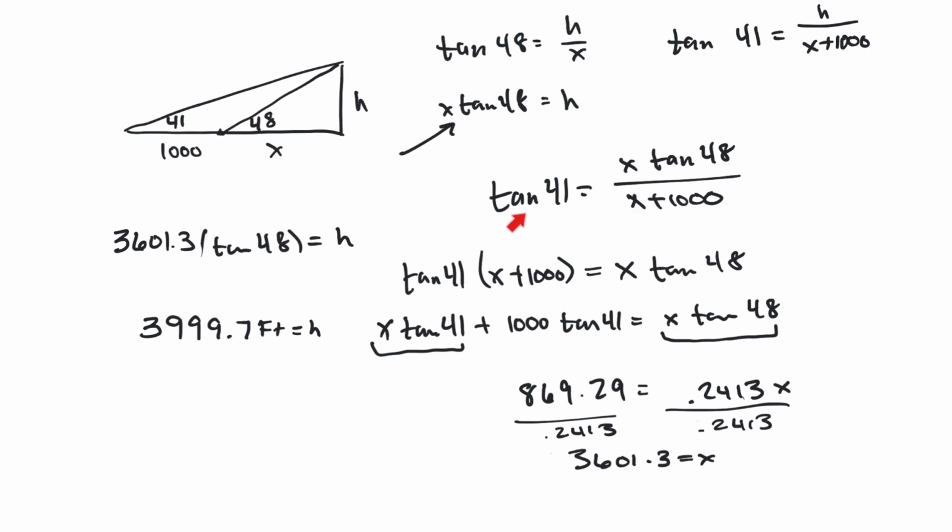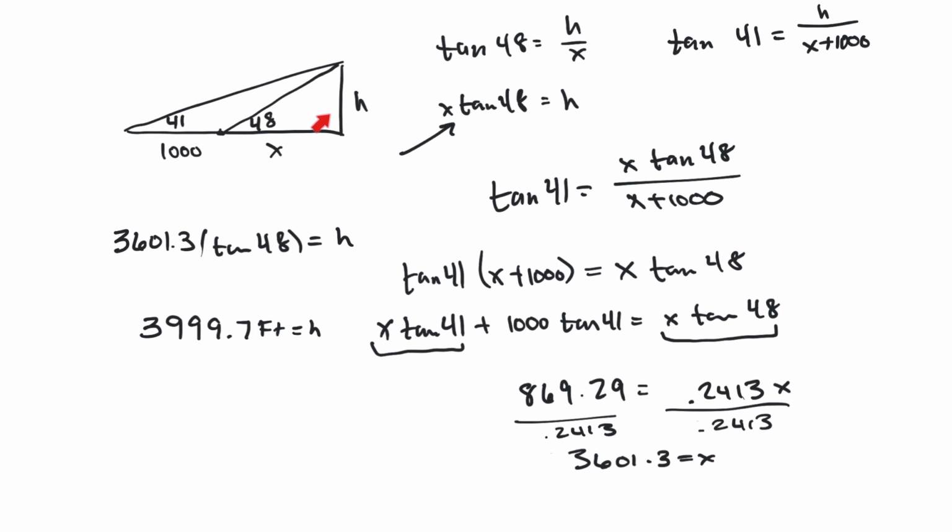Here we're going to cross multiply. This is like over 1, so we multiply both sides. We're going to combine our like terms. At this stage, I turned all the tangents of 41 and tangents of 48 into decimals, and then combined my like terms, and we get this. So 1,000 times tangent of 41 is 869.29. And when you do the tangent of 48 minus the tangent of 41, you get 0.2413 times x, because x is here. I'm going to divide at this point. We're going to get a value of 3,601.3 feet. That's how far you are from the base of the mountain.